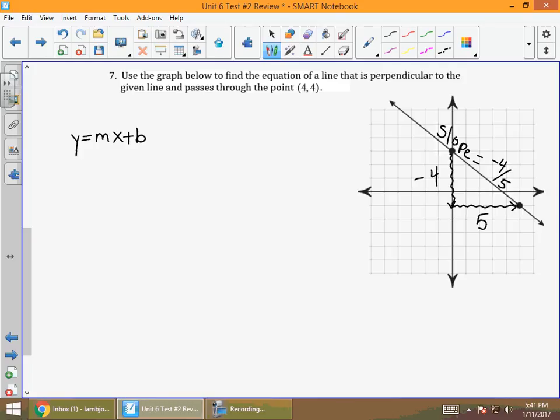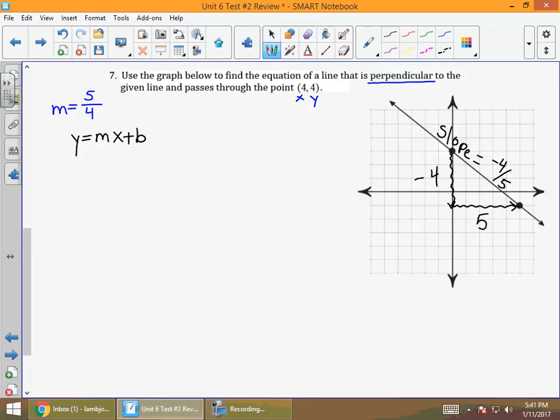Okay. Well, so the slope of the given line is -4 over 5. So the question says, use the graph below to find the equation of a line that is perpendicular. So it has to be perpendicular to that line, which means my slope has to be the opposite reciprocal of what's given. So it's given -4 over 5, so my slope has to be positive 5 over 4. And then it goes through the point (4, 4), that's my x and my y.